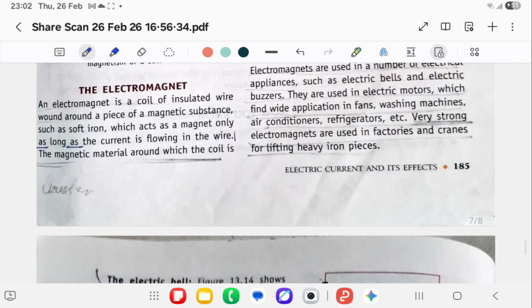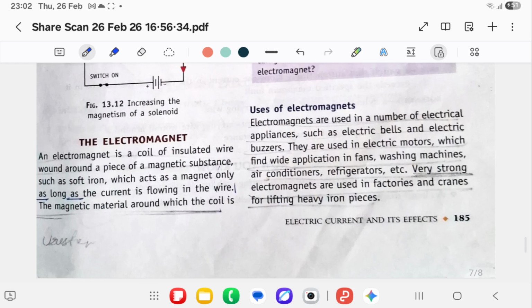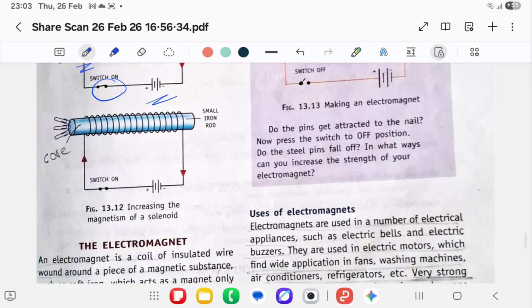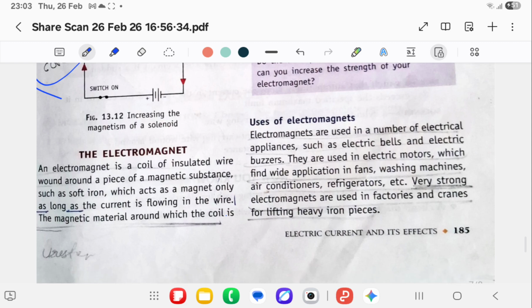Next, the electromagnet. An electromagnet is a coil of insulated wire wound around a piece of magnetic material such as soft iron. It acts as a magnet only as long as the current is flowing through the wire. So what we have done in this circuit, this is a setup for a solenoid. We have inserted a core of magnet material. Now what are the uses of the electromagnet?